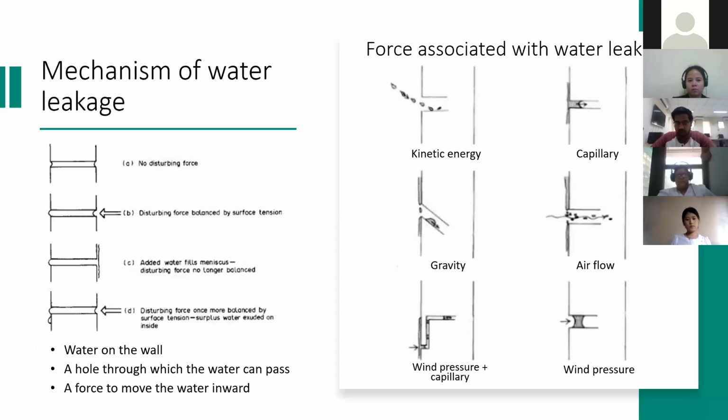For the mechanism of water leakage, the first thing is that there needs to be water on the wall. Secondly, there needs to be an opening, a hole, for the water to pass through, and then if there are forces acting on the water, it would go through to the interior side of the wall. So the five main forces for this water leakage problem are kinetic energy, which is the rainfall, capillary action, gravity, airflow, and wind pressure.